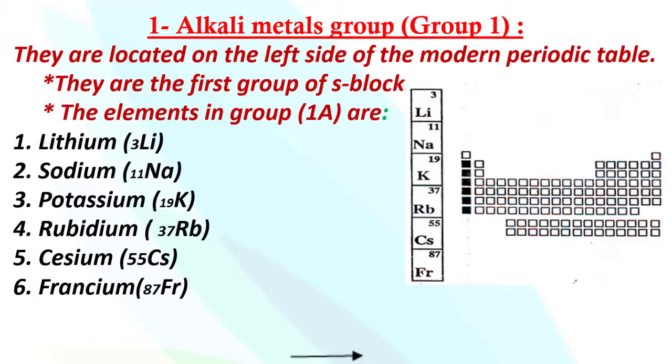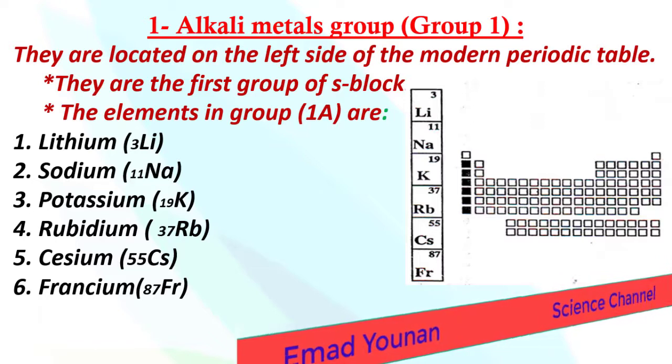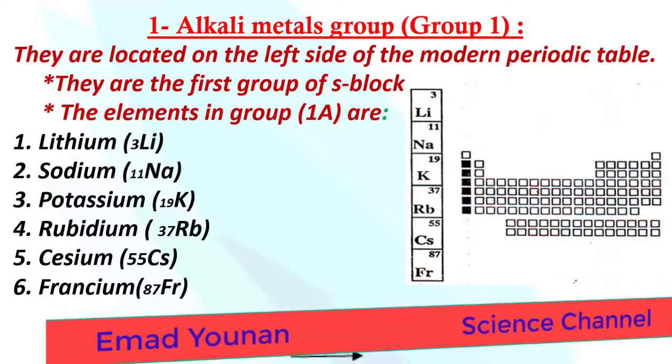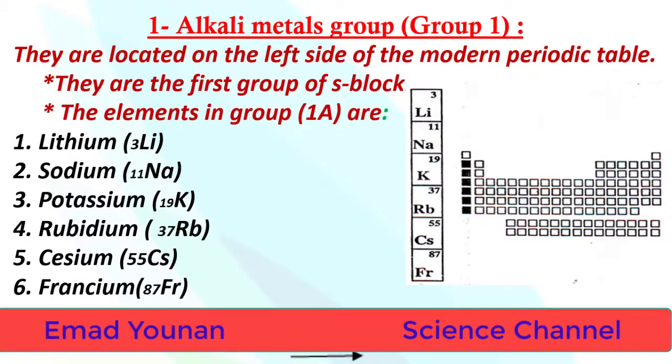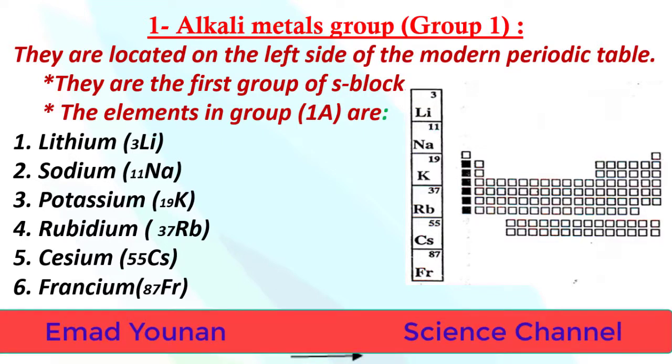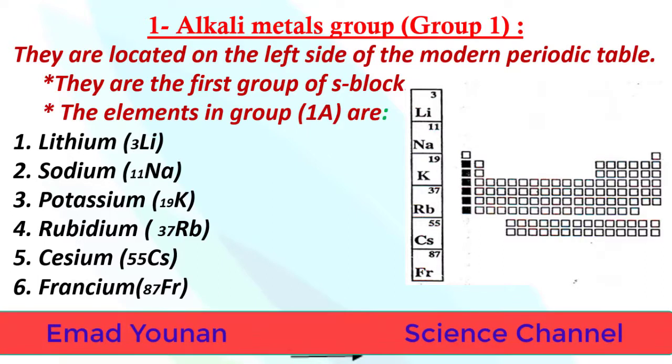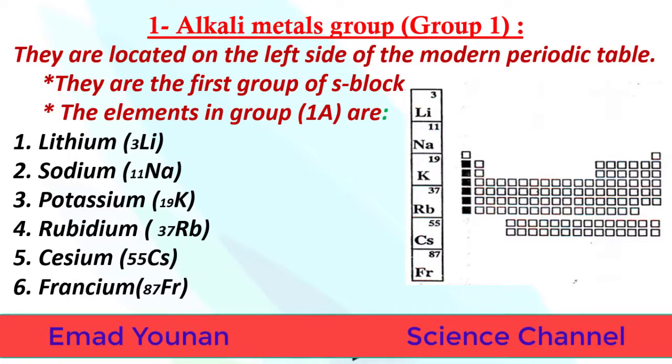Lithium has atomic number 3, sodium 11, potassium 19, rubidium 37, cesium 55, and francium atomic number 87. But the study of francium is not related to the properties of alkaline metals because it is a radioactive element.